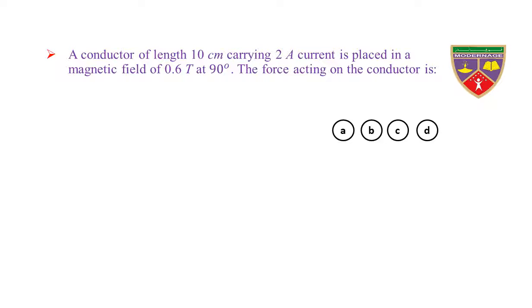A conductor of length 10 cm carrying 2 ampere current is placed in a magnetic field of 0.6 Tesla at 90 degrees. The force acting on the conductor is: option A, 0.2 Newton; option B, 0.6 Newton; option C, 0.12 Newton; option D, 0.22 Newton. The key is 0.12 Newton. Therefore, the correct option is C.